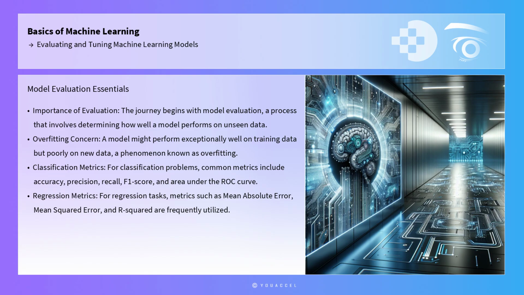For classification problems, common metrics include accuracy, precision, recall, F1 score, and area under the ROC curve. For regression tasks, metrics such as mean absolute error, mean squared error, and R-squared are frequently utilized.